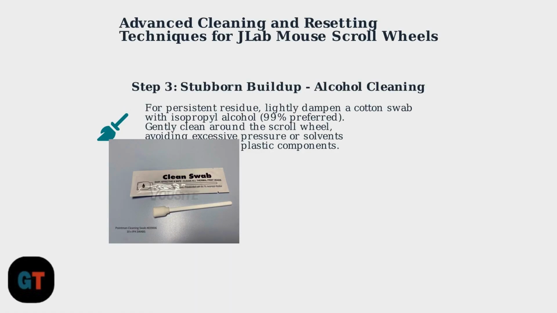If compressed air doesn't remove all the buildup, proceed to chemical cleaning. Use a cotton swab lightly dampened with isopropyl alcohol. 99% concentration is ideal for electronics. Gently wipe around the scroll wheel, applying minimal pressure to avoid damaging the encoder or plastic parts. Avoid using solvents like acetone or window cleaner, as these can dissolve plastics or leave residues that attract more dust. This step addresses oil buildup from fingerprints or environmental contaminants that compressed air alone cannot remove.